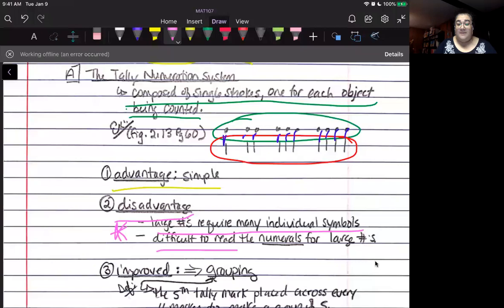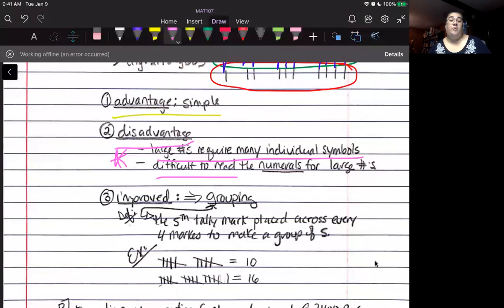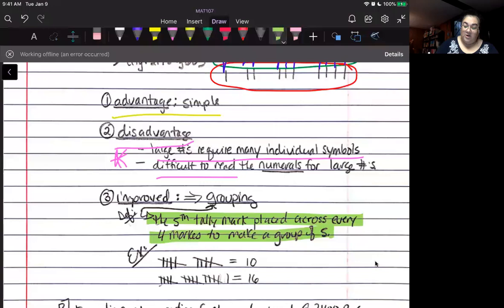Now, we did improve it to some degree, and that's kind of where it stopped, which is why it's not been the worldwide adopted system to use for numbers, right? But we did improve it by creating this concept here, and that is that the fifth tally mark is placed across every four to make groups. This, however, is the reason why it's useful as an intro activity or as a way of bridging the gap when you are teaching place value, because it does introduce this idea of grouping things together in quantities.